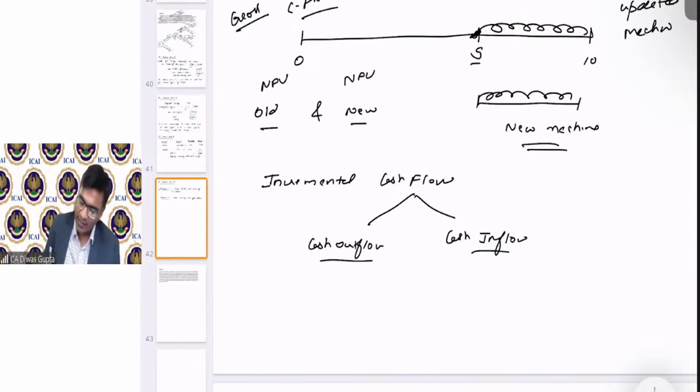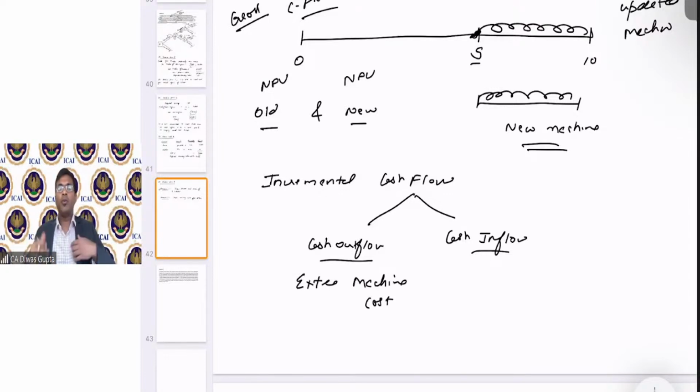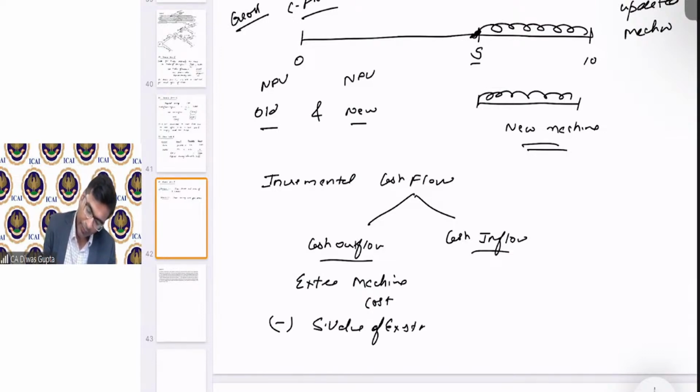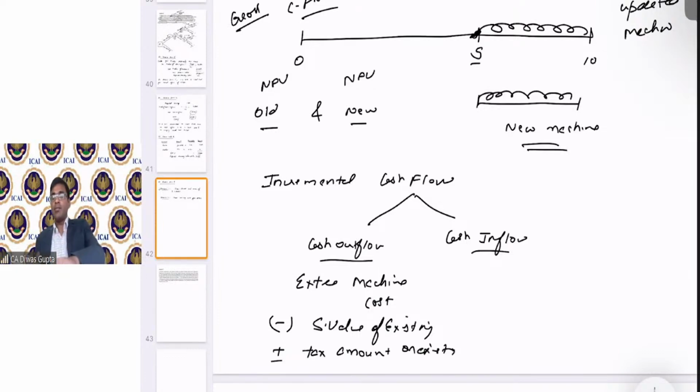Incremental cash outflow is basically the extra machine cost, correct? Whatever you have to pay extra now, minus the salvage value of the existing machine, and plus or minus the tax amount on the existing machine. Let's say you sold the existing machine for a loss that is allowed for tax purposes. On that, you will save tax.